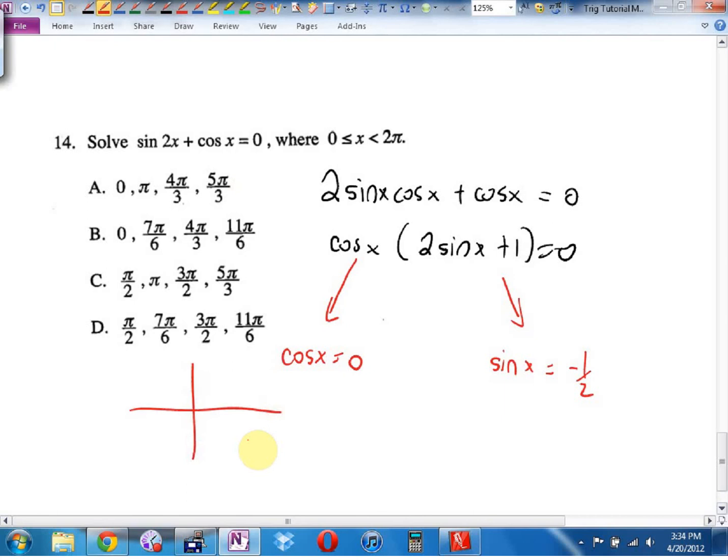Behold the human unit circle. Where does the cosine work out to 0, when the x-coordinate is 0? There and there, yes? What two angles, in your head, showing no work?